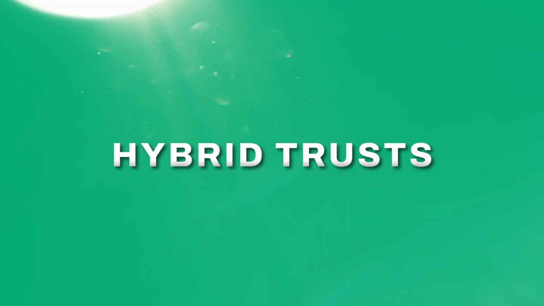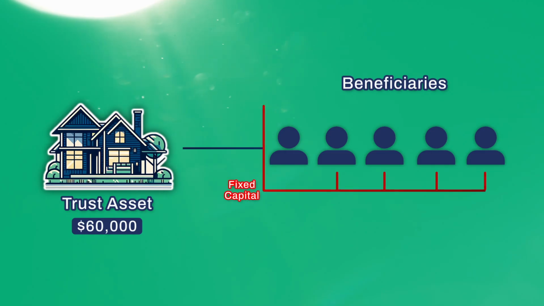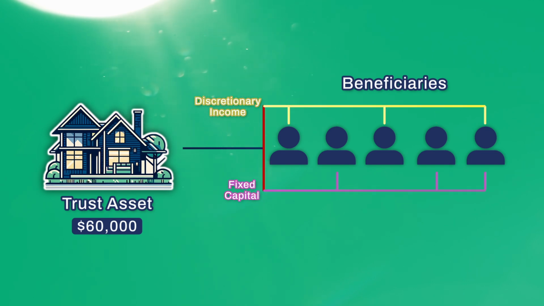Now, lastly, we're going to cover hybrid trusts. A hybrid trust, for simplicity's sake, is essentially a combination of a discretionary trust and a unit trust, and has the benefits of both. In most hybrid trusts, a beneficiary's entitlement to capital is proportional to the number of units they hold, while the trustee also has a discretion in relation to the distribution of income from the trust. And discretionary income beneficiaries can be different to the fixed capital beneficiaries.